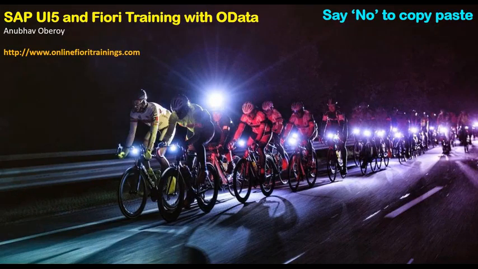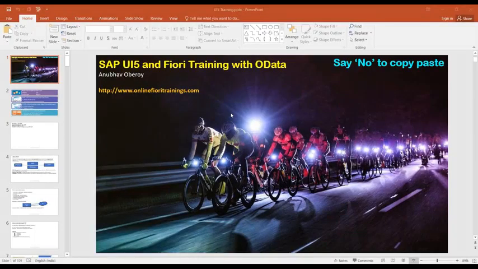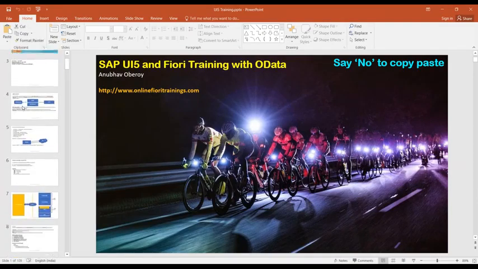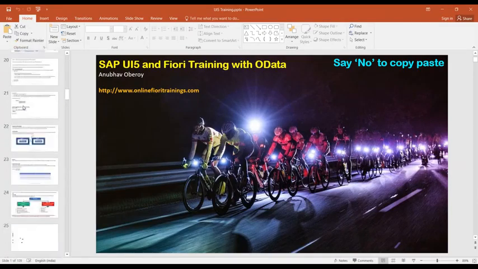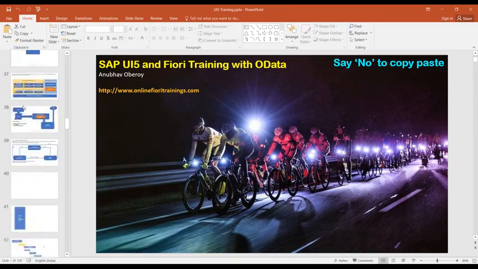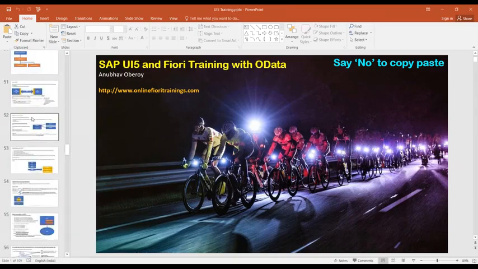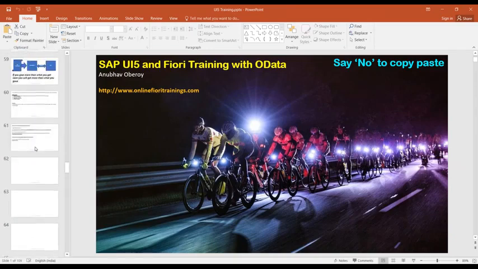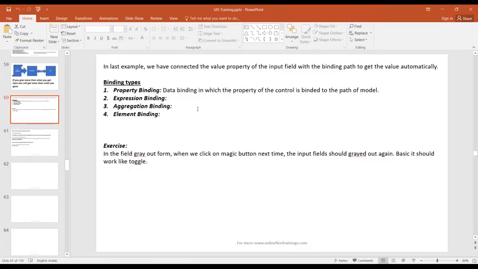The syntax for property binding, whenever you're binding a property of a UI element with the JSON model property or JSON model path, is called property binding. But what is expression binding? So let's talk about expression binding.